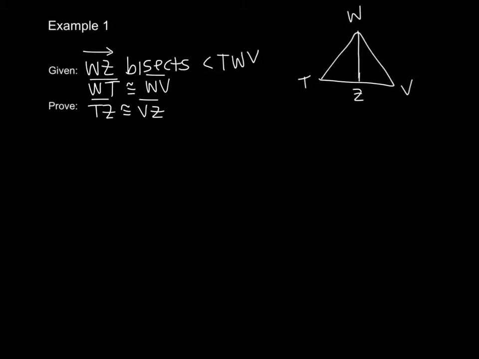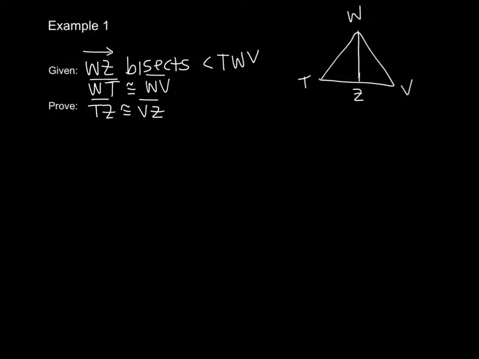Okay, so here's our first example. So WZ bisects angle TWV and WT is congruent to WV. So we know that we always have to mark up our diagram. If you don't have one, draw one. If you do have one, mark it up.